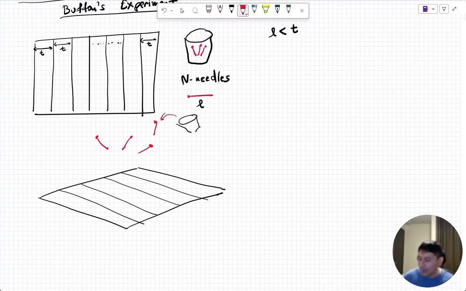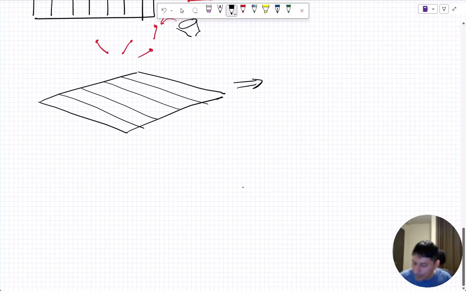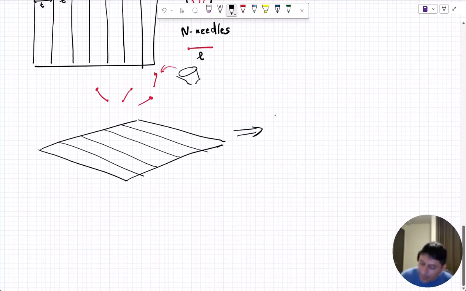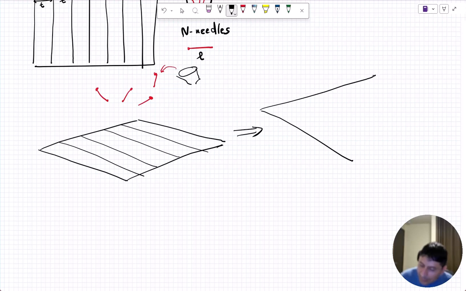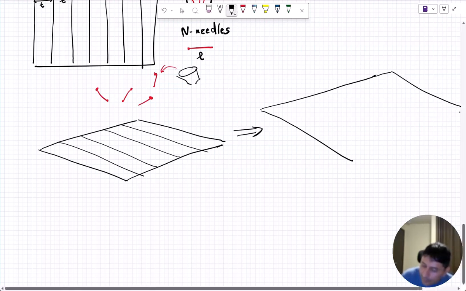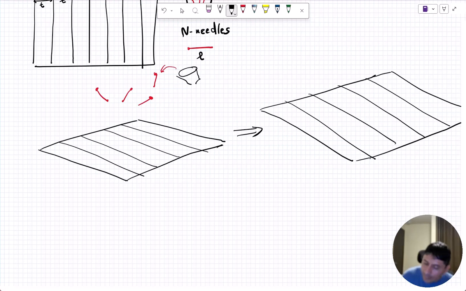After you've dropped the needles, the needles are going to land on the paper. And we're going to assume that the paper is big enough so that all the needles land on the paper. So that's important, right? So no needle lands outside the paper. And here we go. So here's a picture of what it looks like, right?